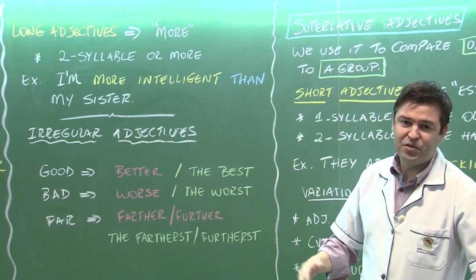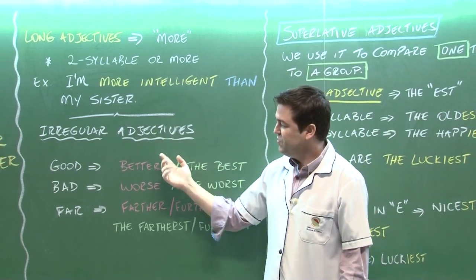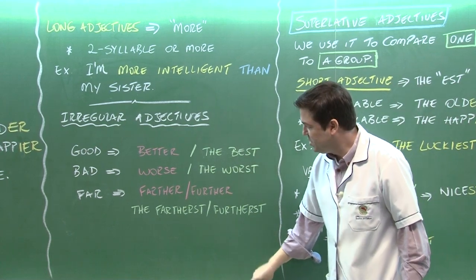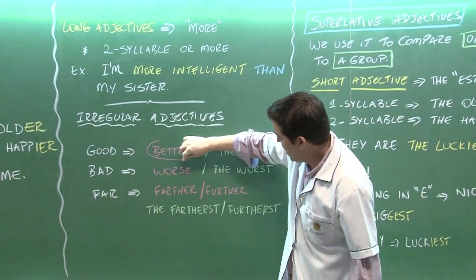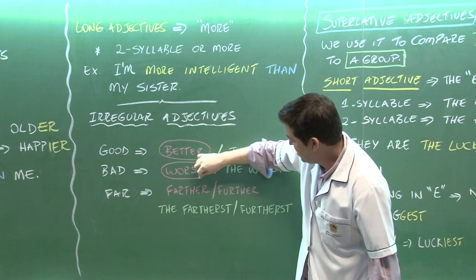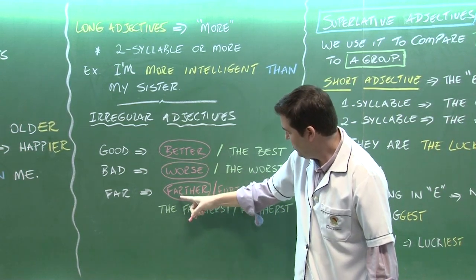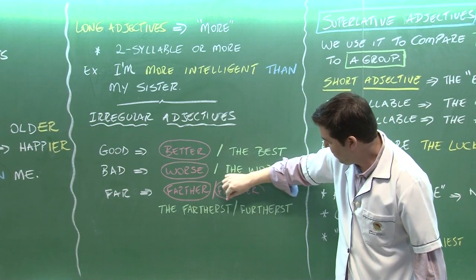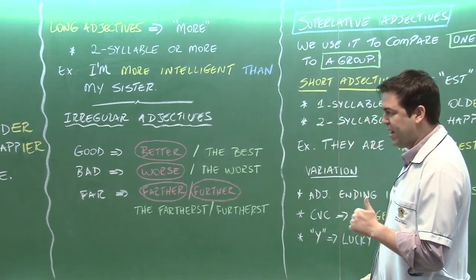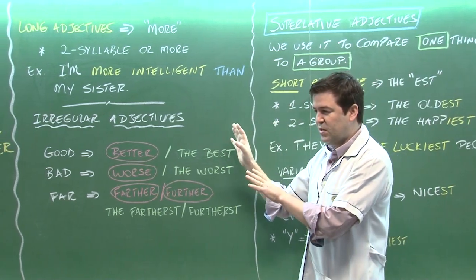English also has some irregularities. We have irregular adjectives. I put here good, bad, and far. And for the comparative it's these ones. The word good becomes better. The word bad becomes worse. And the word far becomes farther with an A or further with a U, right? You have two spellings, both are correct, okay? Very nice. Okay, the comparative is this one here.